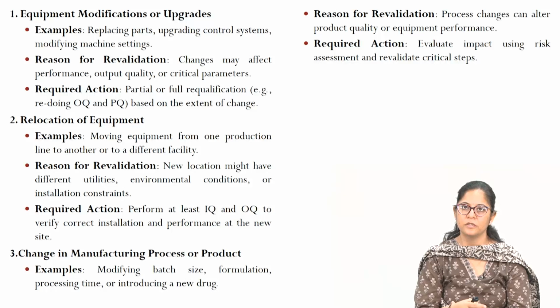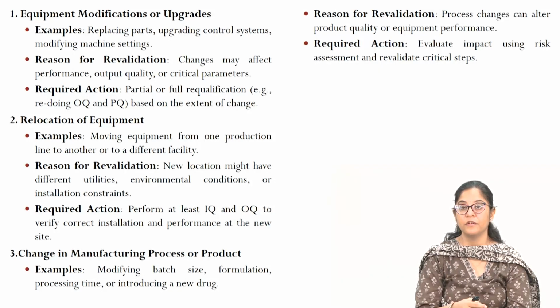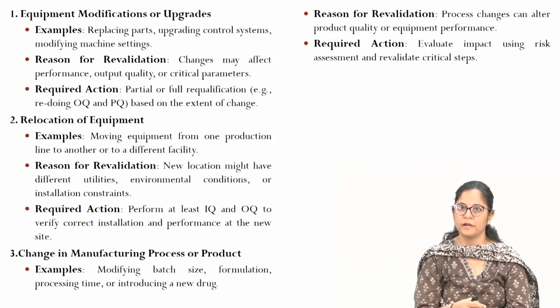The action required could be partial or full requalification, that is redoing OQ and PQ based on the extent of change. Relocation of equipment, for example moving equipment from one production line to another or a different facility. The revalidation is needed because the new location might have different utilities, environmental conditions or installation constraints, and this requires performance of at least IQ and OQ to verify correct installation and performance at the new site.